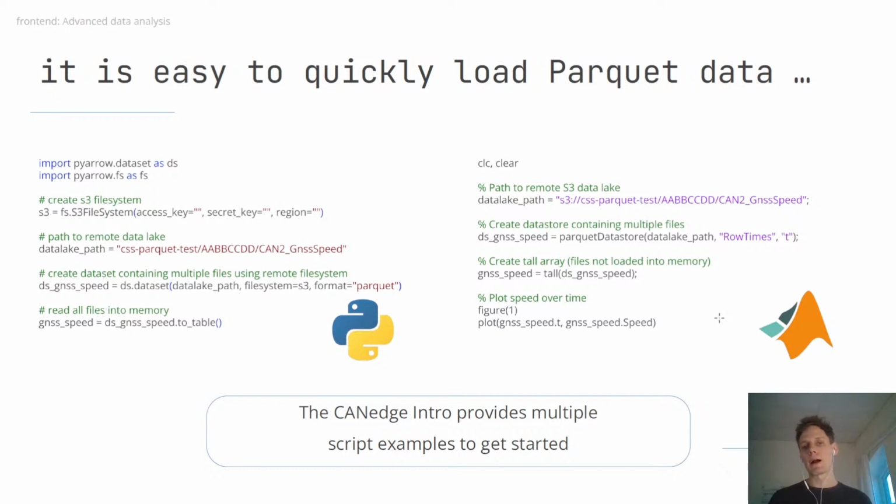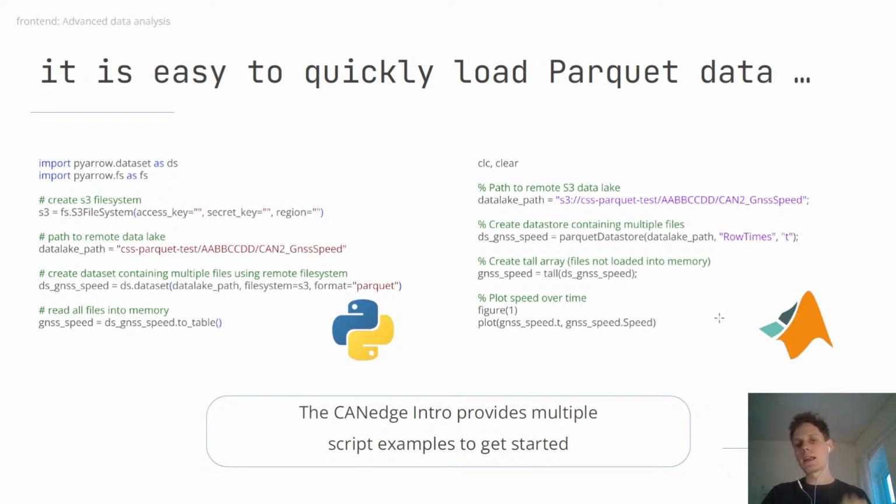You can see here for Python and MATLAB two script examples, and we have more in our CANedge intro on how you work with Parquet data with these tools here. But it's a few lines of code before you have loaded specific data sets from your data lake, and then you can do whatever you want with this.